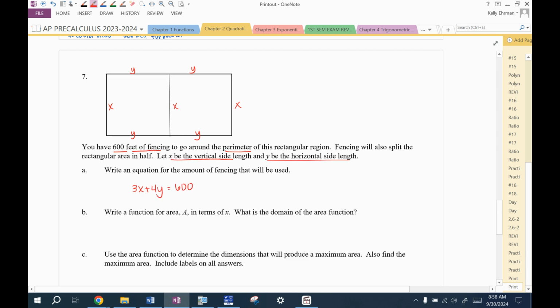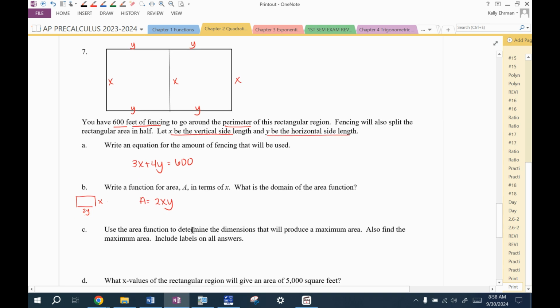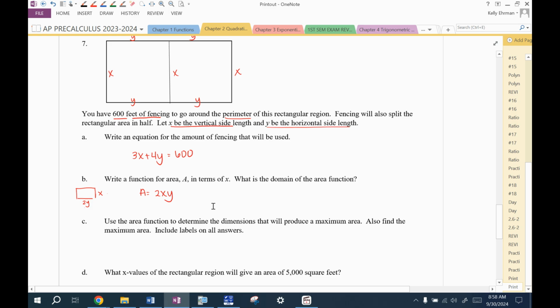That's it. Write the area function in terms of x. So before you write the area in terms of x, you need to write the area. We need a length times width, right? The width is x, the length of the bottom is 2y. So the area is equal to 2y times x, or I'm just going to write 2xy. Now, we need this value for area in terms of x. So here's where these two equations work together.